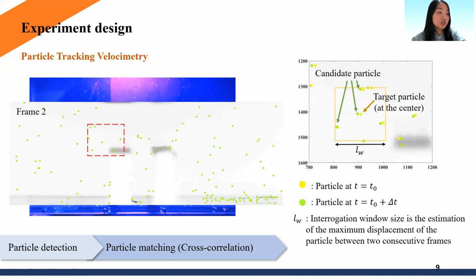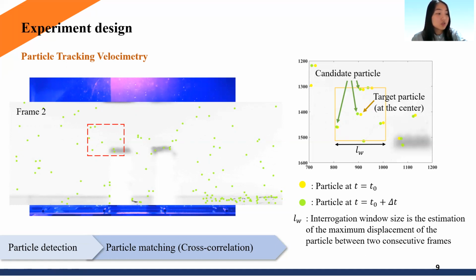Second step is particle matching, which is to match particles between 2 consecutive images. We see subtle movements between frame 1 and frame 2, and if we zoom in to this red rectangle, yellow particles are the ones detected at the first frame, which are called target particles. We pick one of them and locate it at the center of this interrogation window, which will be our new frame of analysis. Next, green particles are detected at the second frame, and those that are inside this interrogation window are candidate particles, and as the word indicates, these are the candidates that could be connected to the target particle.